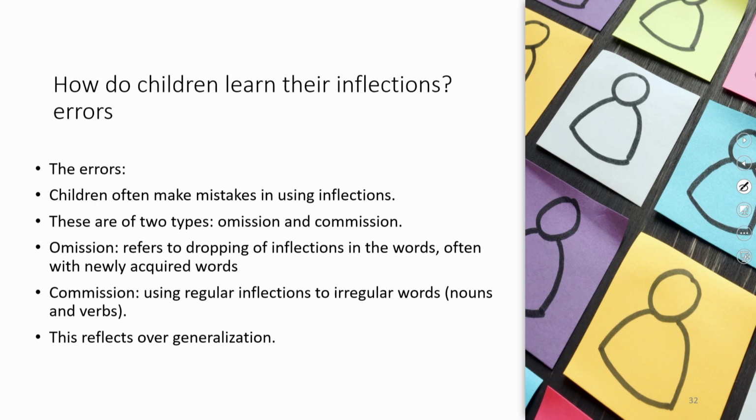Omission basically refers to the dropping of inflection. Often only bare words will be used, not with the inflections, and this happens more with newly acquired words as opposed to older, previously learned words. The words that they are now familiar with, they tend to use correctly, but often when they learn a new word they do not use the inflectional marker. So, that is the case of omission in the acquisition of inflections.